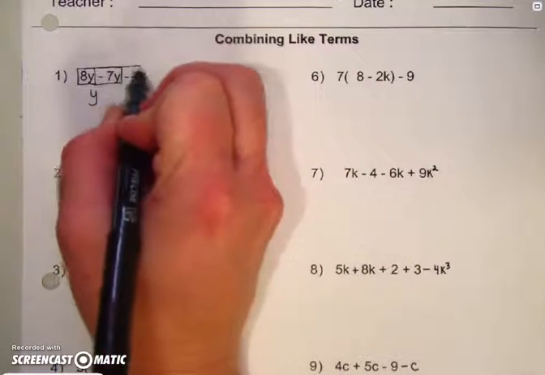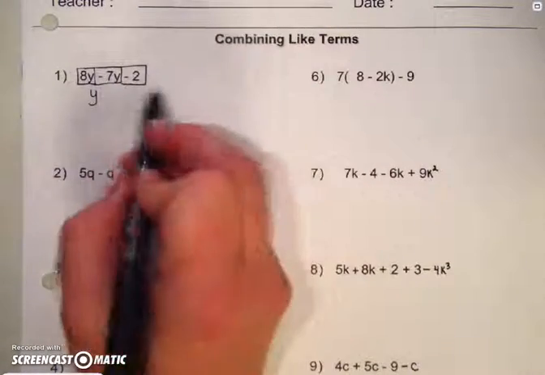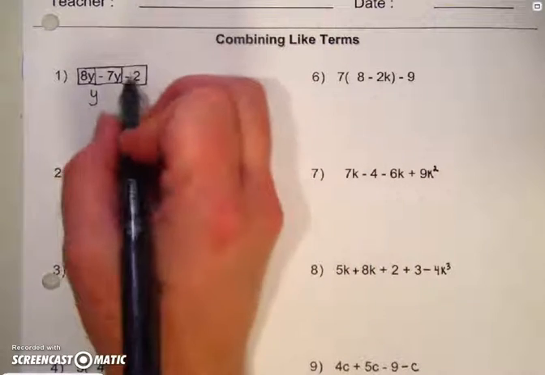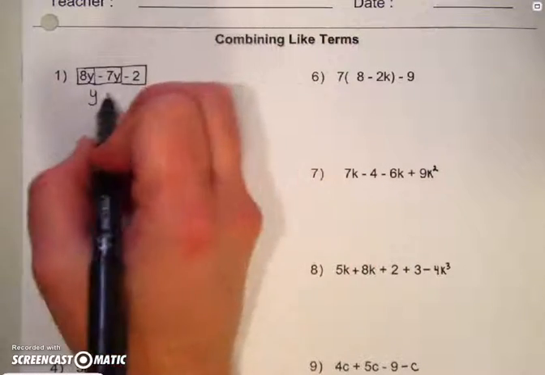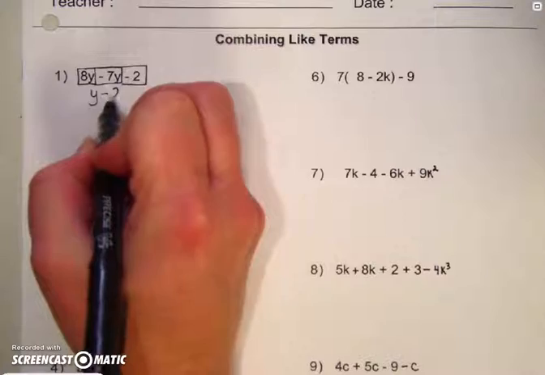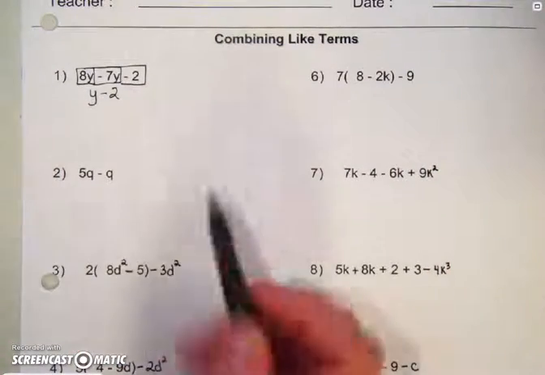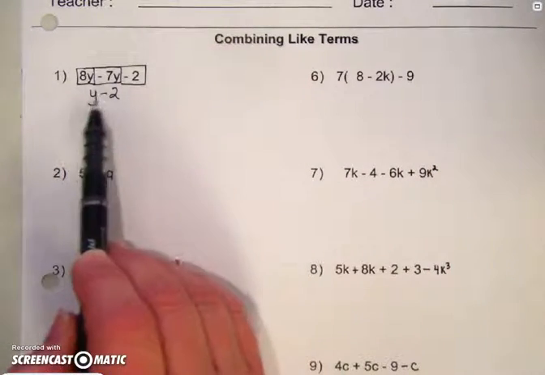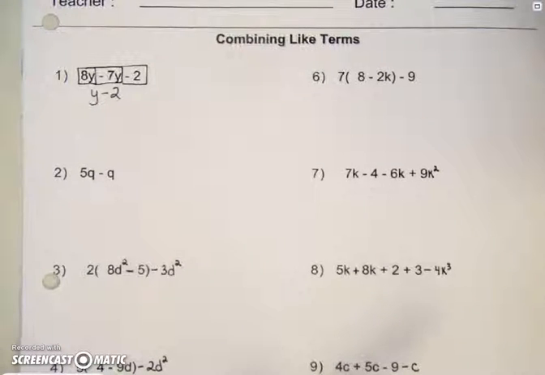And then we have minus 2, and it does not have a like term. This is a constant that does not have another constant, so we can just bring it down, minus 2. So our final answer for combining this is y minus 2. That's as far as we can take it.